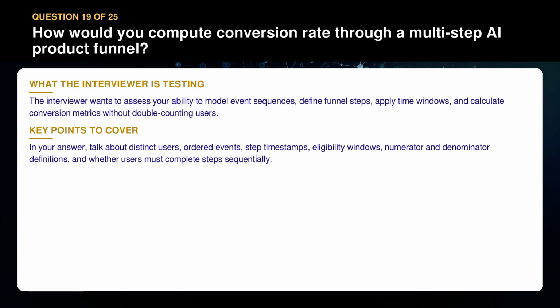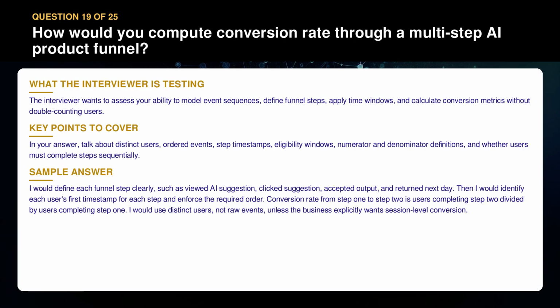must complete steps sequentially. I would define each funnel step clearly, such as viewed AI suggestion, clicked suggestion, accepted output, and returned next day. Then I would identify each user's first timestamp for each step and enforce the required order. Conversion rate from step 1 to step 2 is users completing step 2 divided by users completing step 1. I would use distinct users, not raw events, unless the business explicitly wants session-level conversion.